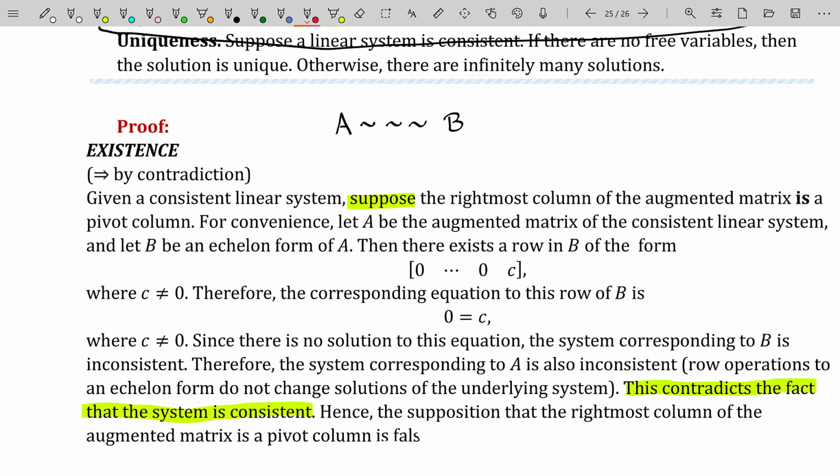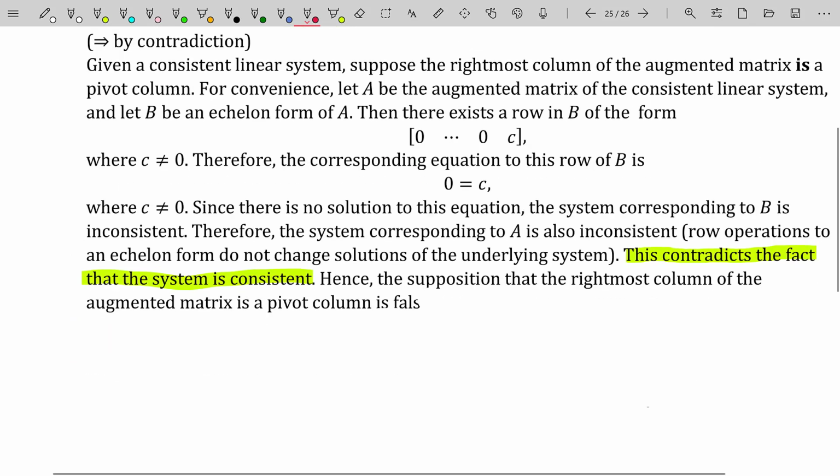Now, if you read through the proof all the way up to this point, you will see I don't have the word suppose in any of these lines. We did not assume or suppose anything except for this first time. The only time that we supposed something was when we supposed the rightmost column of the augmented matrix is a pivot column. So that supposition must be where our proof broke down. And that's what this statement here is.